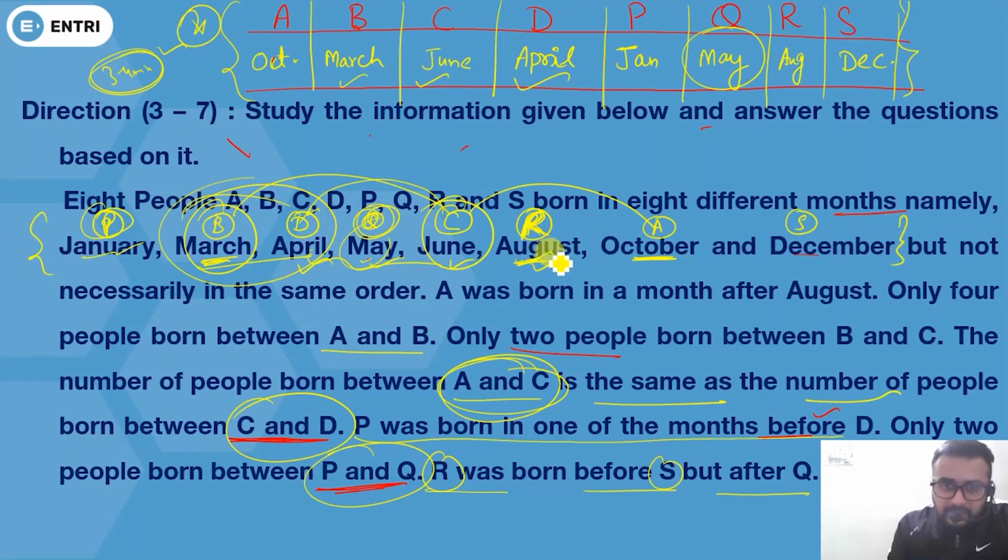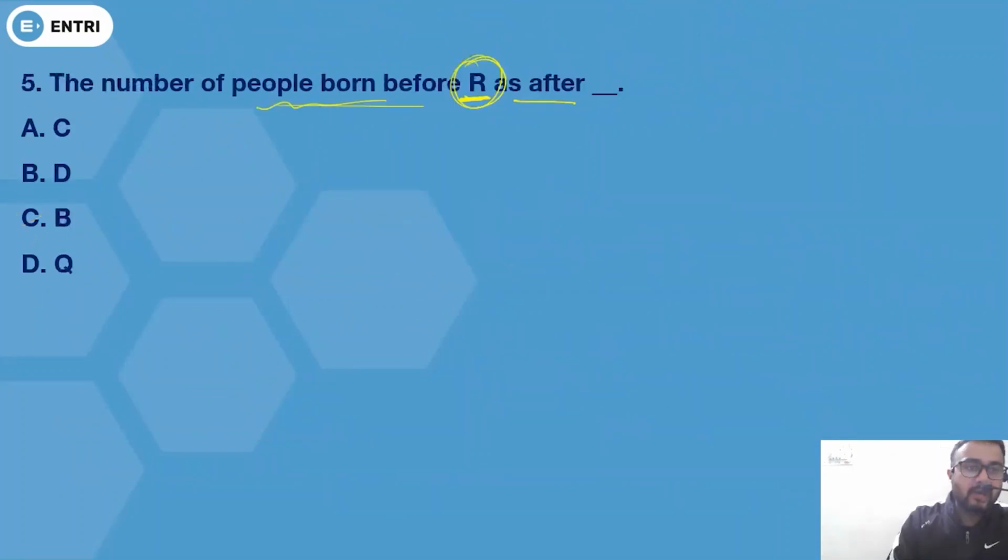See, R was here, so before R, how many months were there? 1 2 3 4 5. So before R there were 5 months. Similarly, the person after whom you will have 5 months, clearly you can see D is that person, because after D, May is 1st, June is 2nd, August is 3rd, October is 4th, and December is 5th. So before R there are 5, and after D there are 5. So clearly you can see the answer of this question will be D.